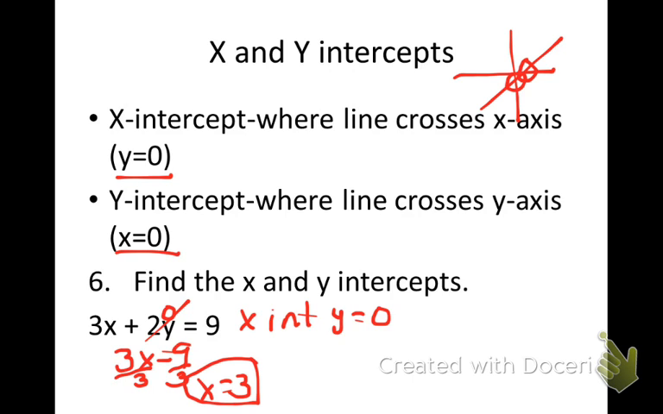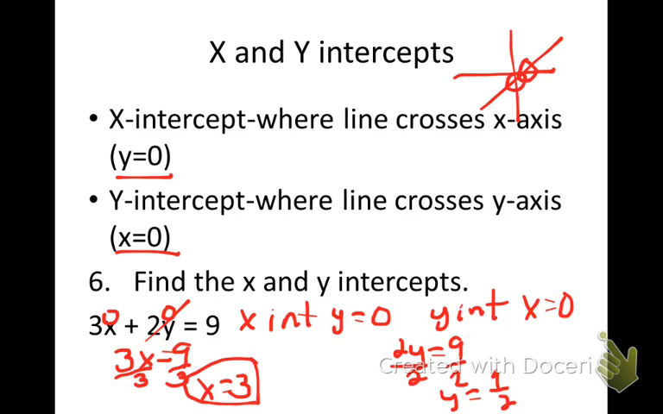If I want to know the y-intercept, I let x equal 0. So I'm going to come over here and make this 0, so I'm going to get 2y equals 9, divide by 2, y equals 9 halves, which if I'm going to graph this, I probably need to change it to 4.5. Does not tell me to graph it, but if I did want to graph it, I'm just going to kind of sketch it.